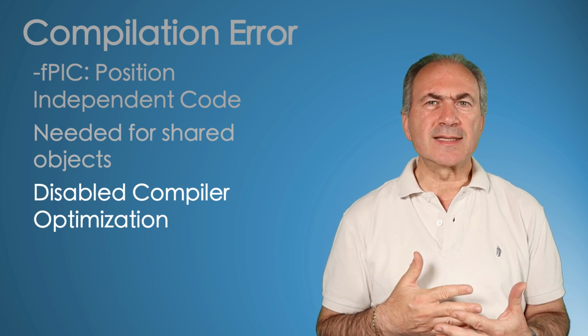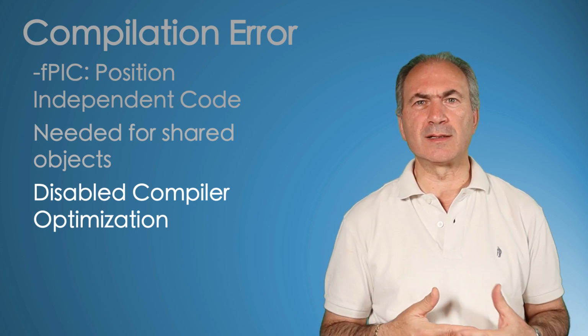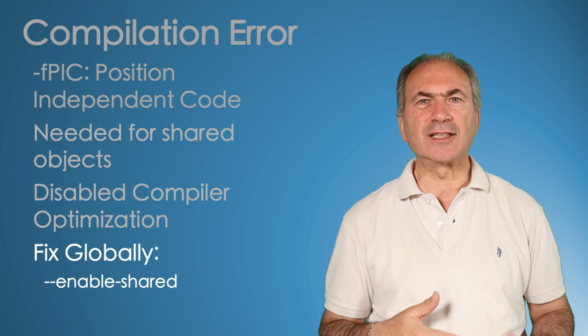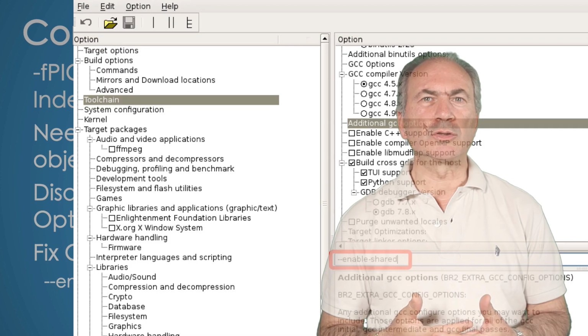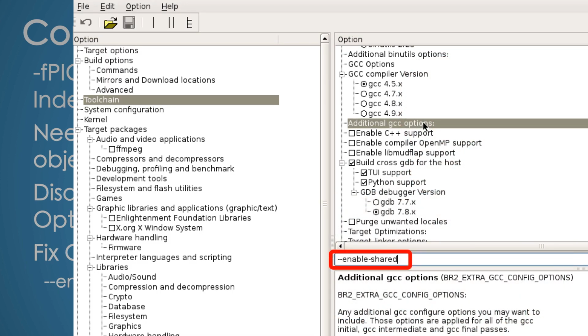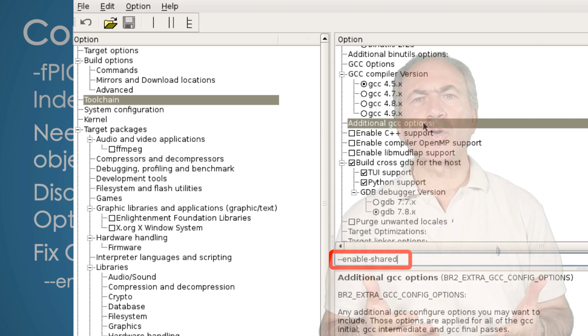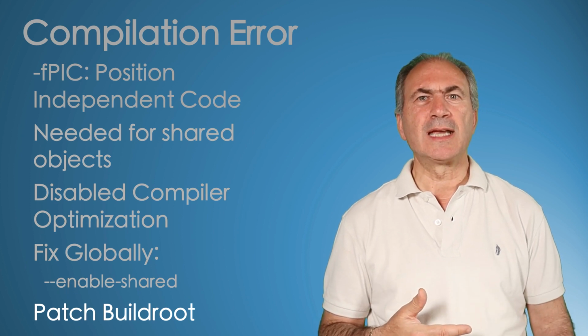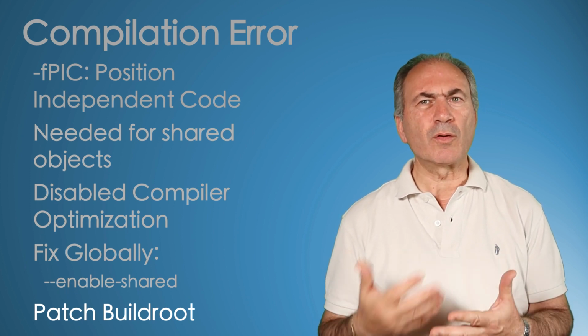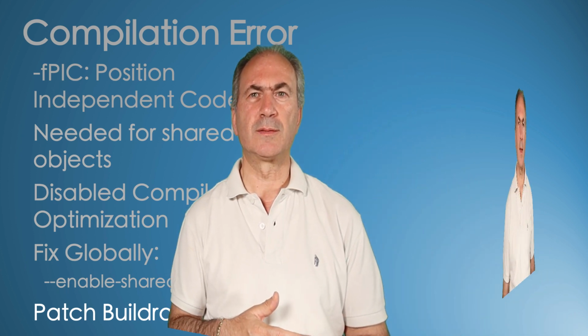To fix these errors, we have two possibilities. Globally add the option -fPIC in the Buildroot toolchain additional GCC options. In this way, everything will be compiled with position-independent code. Or we can patch Buildroot for the impacted packages in the Buildroot tree. We will follow this route.